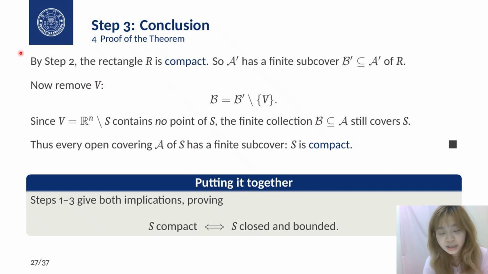We use the important lemma we proved. So A union V has a finite subcover B prime of R. And we remove V from B prime, because V contains no point of S. So removing it doesn't matter. What's left is a finite subcollection of A that still covers S. So that's a finite subcover. S is compact. And putting it all together, we get the Heine-Borel theorem.